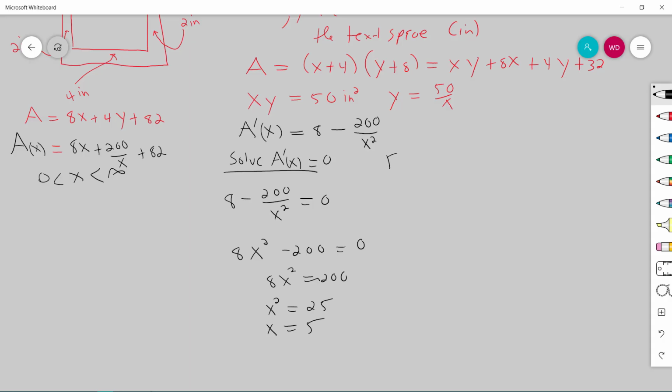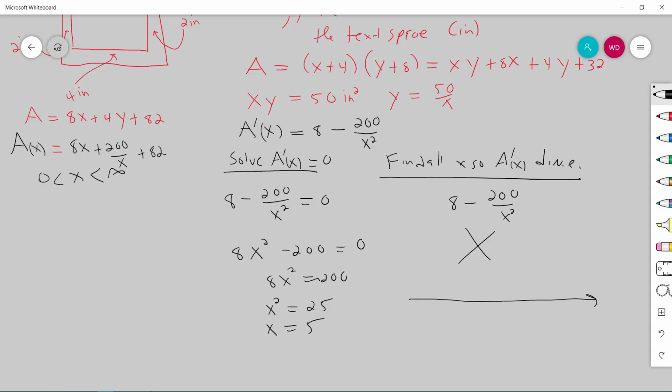So I'll find all x so that the derivative does not exist. Now the expression for the derivative is 8 minus 200 over x squared. The only way this would not exist is if the denominator were 0, but that's 0 only if x is 0, and x is not in the interval. So we ignore it. Now that I have all my critical numbers, I'll write down the interval that represents the domain. So this is 0 to infinity.